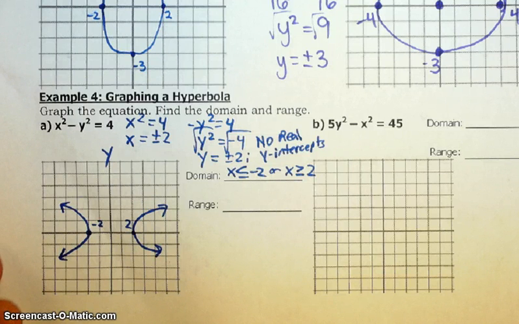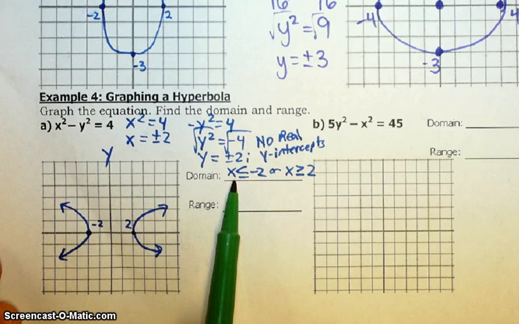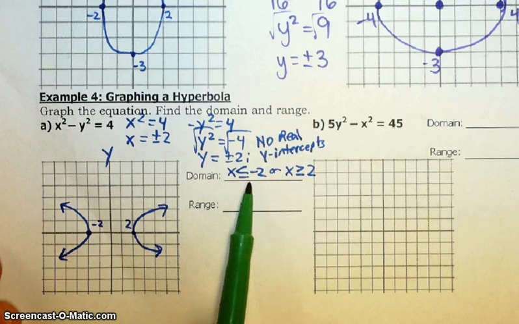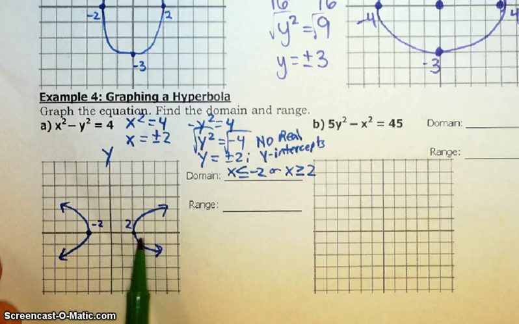All right, welcome back. We ran out of time on that last video, so we were leaving off at example 4, letter A. We were graphing a hyperbola, and we were talking about the domain. The domain is any x that's less than or equal to -2, and all the x's that are greater than or equal to 2.